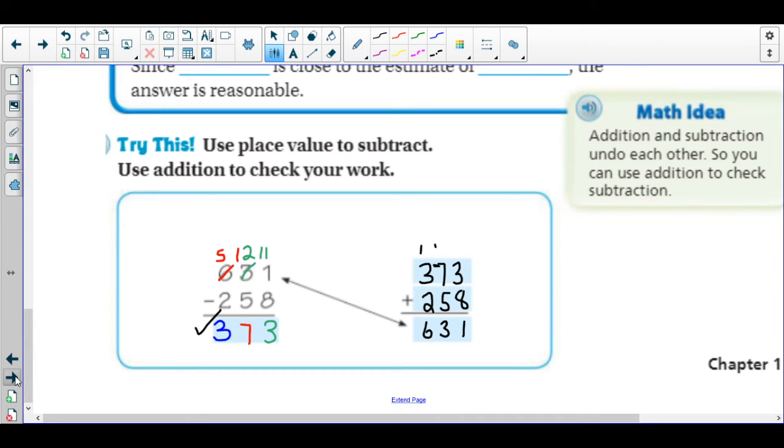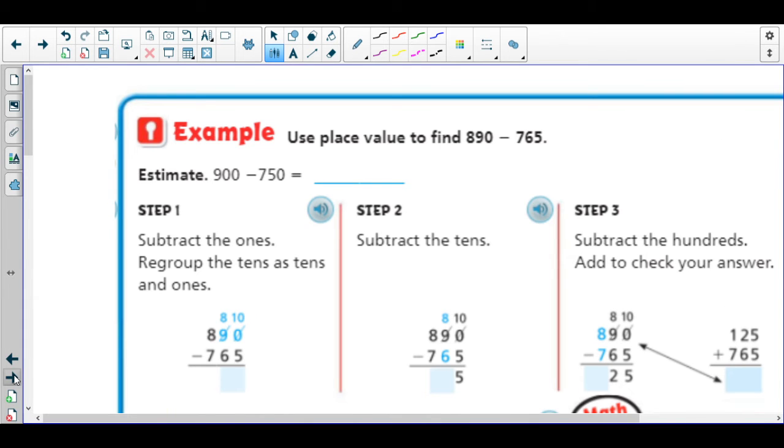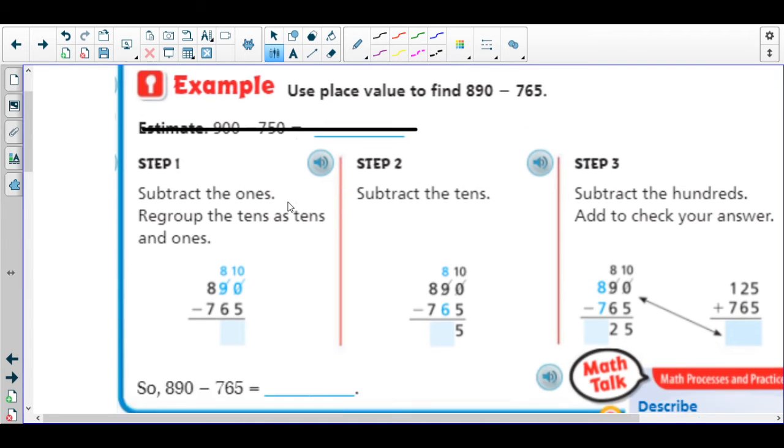All right, let's head to the next page, on the top of page 62. And we're going to do the same thing, estimating. And this one is a unique situation. This is when we have a 0 in this top number. And so, again, let's not worry about estimating quite yet. Just make sure we have this down first.